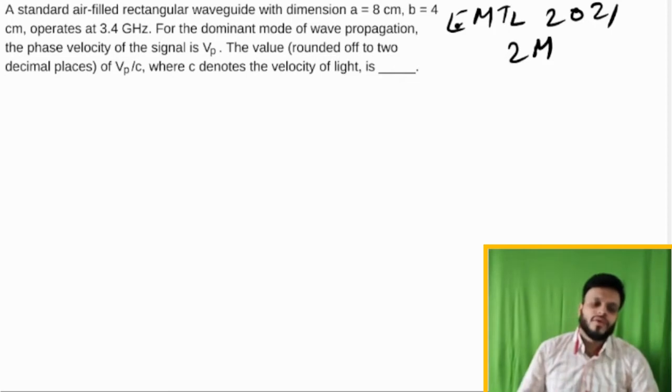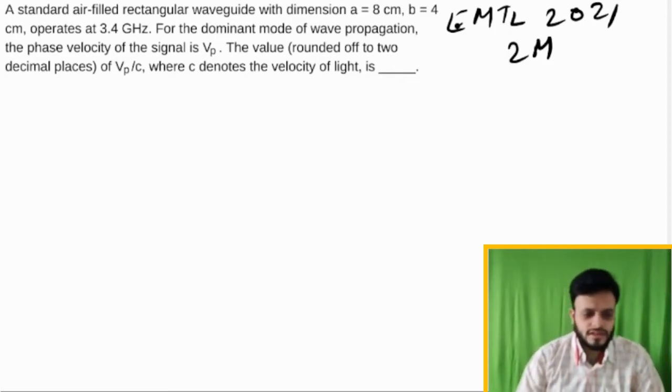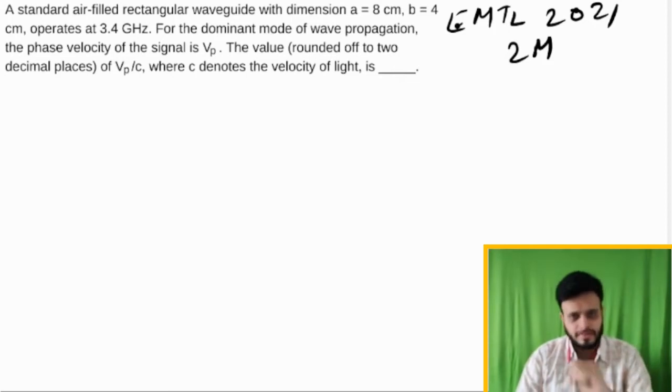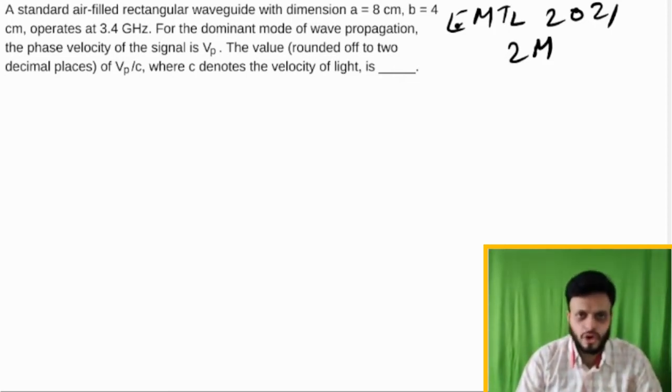So now, what is given in the question is that we are trying to propagate our wave in a rectangular waveguide with some dimensions, as mentioned. So we will talk on this. Followed by that, it says the frequency of operation is 3.4 gigahertz, and then it is also saying that our wave is propagating in the dominant mode of operation of the waveguide, and we need to find the ratio of phase velocity over the velocity of light.